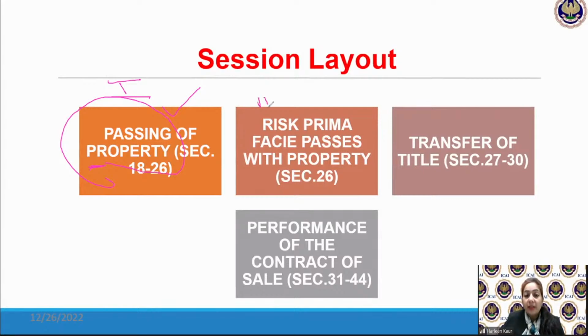Second point that we'll be covering is risk prima facie passes with the property. Now, what is the meaning of risk, children? What is risk? If I tell you that I am going to sell you the goods and you are the buyer, you will purchase the goods. Now, when the goods become yours, you become the owner. So tomorrow, if the goods get damaged or destroyed, who is going to bear the loss? You will bear the loss or I will bear the loss?